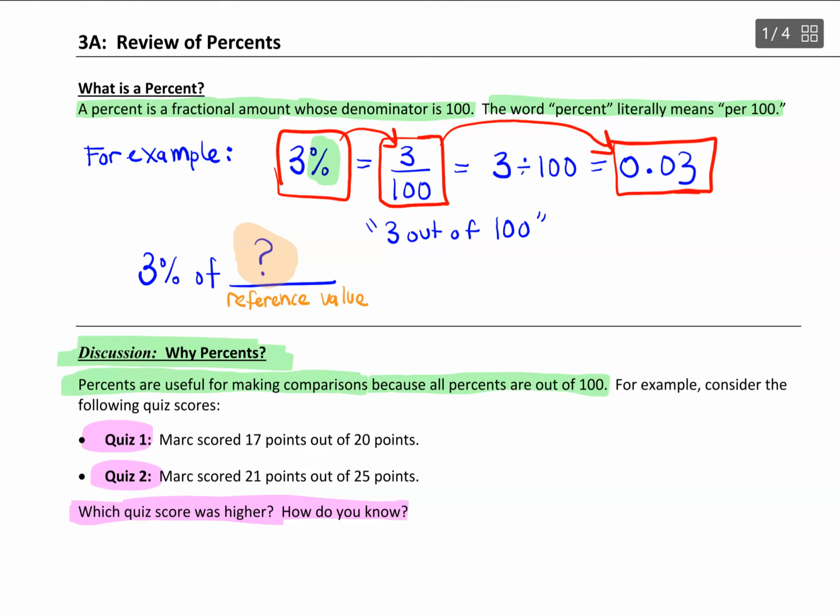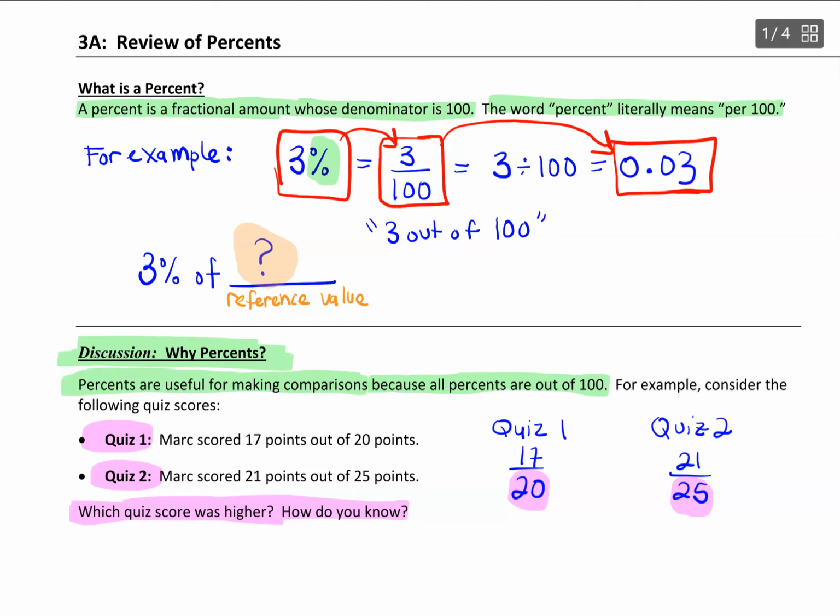How do you know? Well, right now, these quizzes are kind of hard to compare because quiz 1 was out of 20 points and quiz 2 was out of 25 points. The denominators are different. Now, I could do some work to get common denominators here, and then they'd be easier to compare, right? Well, that's exactly what happens when we convert these fractions into percents. We give them a common denominator of 100, and then they're really easy to compare.